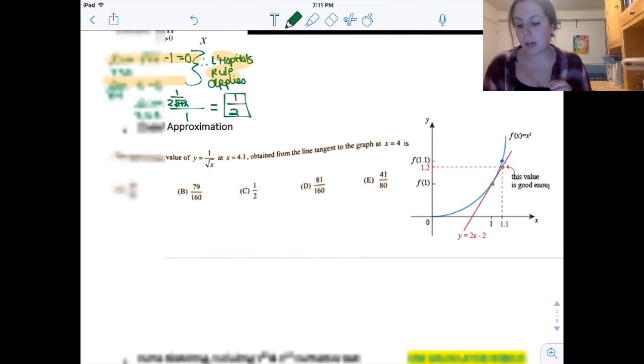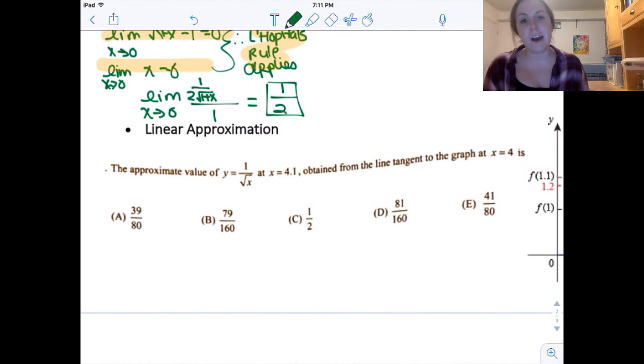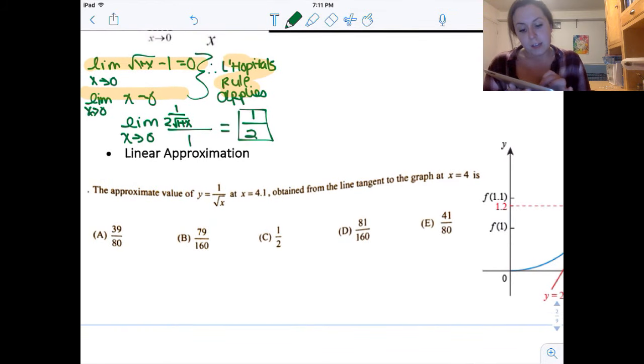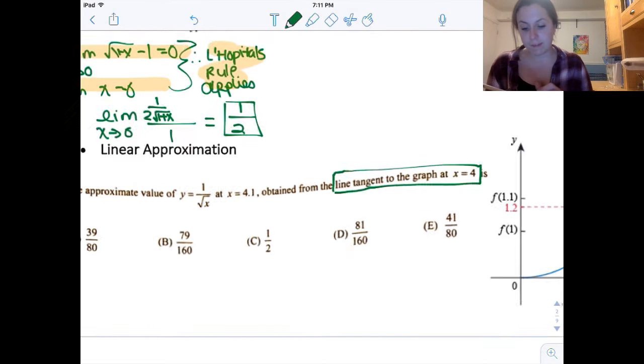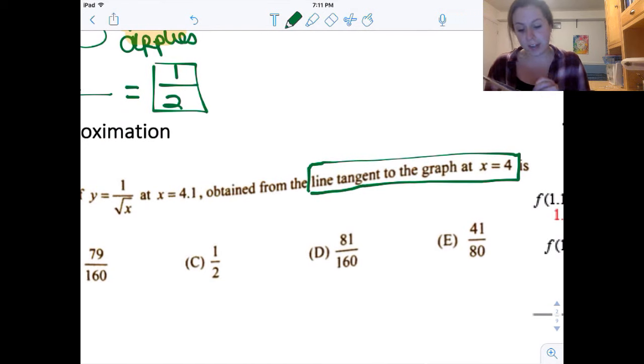So if I look at a problem like this, the approximate value of y equals 1 over radical x at x equals 4.1 attained by the line tangent to the graph at x equals 4 is what? The line tangent at x equals 4 tells me to find the tangent line at 4. Remember, to do that, you need a point and a slope. So your point, well, I know that x is 4. To get my y value, I'm going to plug into this, so that would be 1/2. So that's my point. And my slope is going to be the derivative.